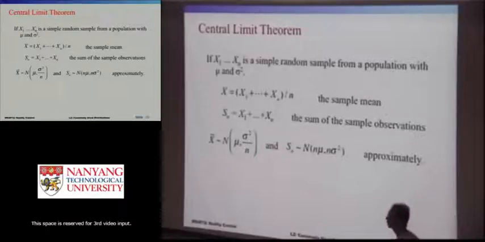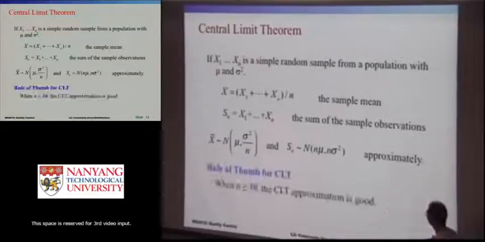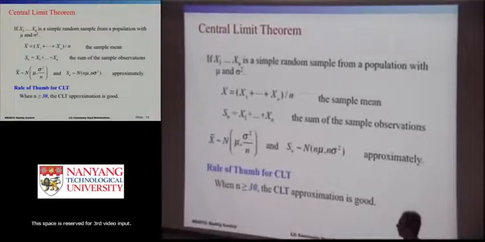Okay? Any questions? And the rule of thumb for the central limit theorem is when n is larger than or equal to 30, this approximation is a good one.